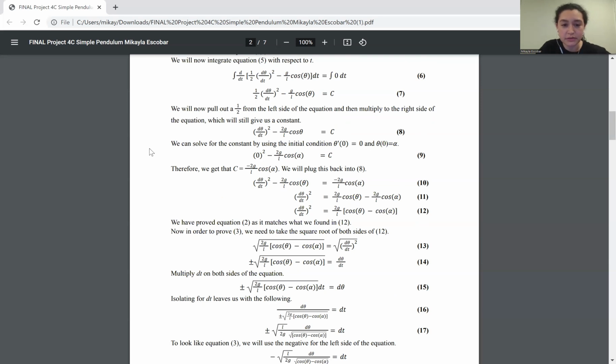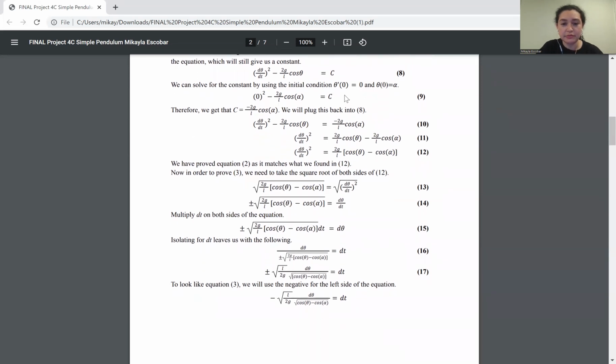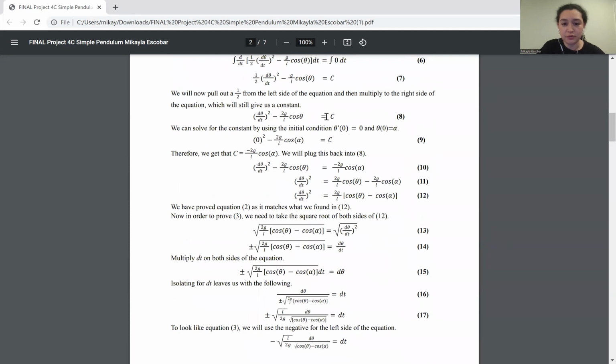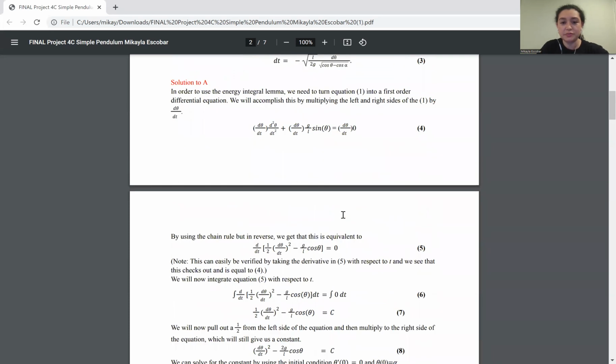We can solve for the constant by using the initial conditions, theta prime of 0 is equal to 0, and theta of 0 is equal to alpha. We plug in and solve for the constant, and we end up getting that the constant is equal to negative 2g over L times cosine of alpha. Once you plug this constant back into equation 8 over here, you're going to get that d theta over dt squared is equal to 2g over L times cosine of theta minus cosine of alpha. This equation 12 here matches what we were trying to prove back in equation 2.